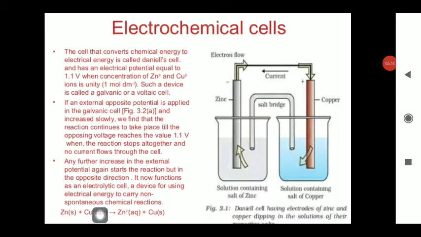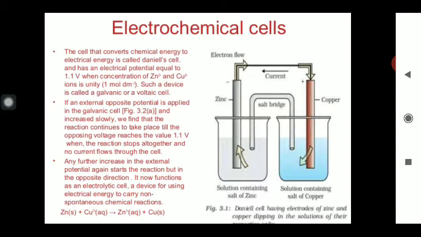Now, for the generation of electricity, we are taking one simple example of the electrochemical cell. This electrochemical cell is basically responsible for the generation of electricity. Whenever any compound is taken in the beaker, the current generation takes place due to the movement of electrons from one beaker to the other beaker. This type of complete setup is known as the electrochemical cell.